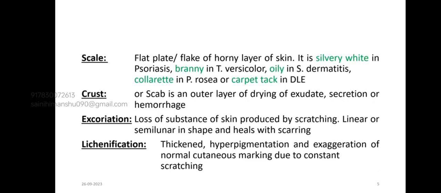Chickenpox in the later phase, once the vesicle gets dried, it will shed off. Such lesions are called crust. Next comes excoriation. It is the loss of substance of skin produced by scratching. It will be linear or semilunar in shape, and it heals with scarring. Excoriation is also a common feature in a case where there is a lot of pruritus. Itching is very common in that presentation.